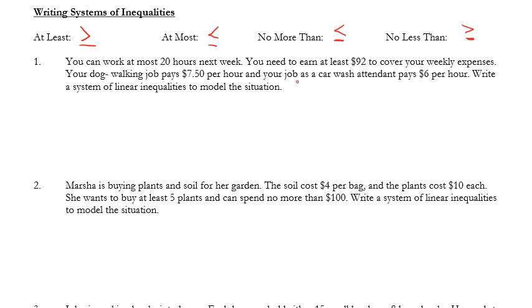So looking at our first example, it says that we can work at most 20 hours next week. There's a key word, at most 20 hours. At most is a less than or equal to. I'm going to have an inequality. Instead of equals 20, it's going to be less than or equal to 20. Then it says you need to earn at least $92. At least is a greater than or equal to. That's going to be greater than or equal to $92. Now that one is my money inequality. This is my inequality that deals with hours.